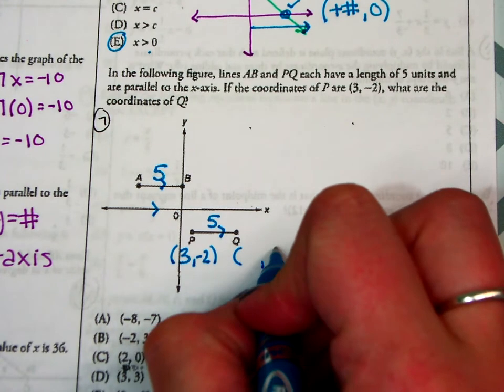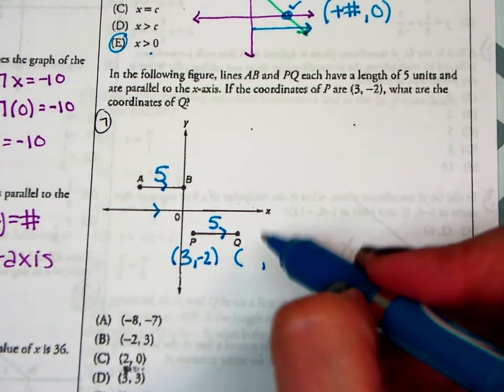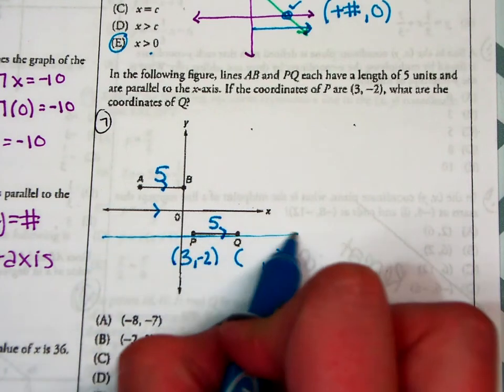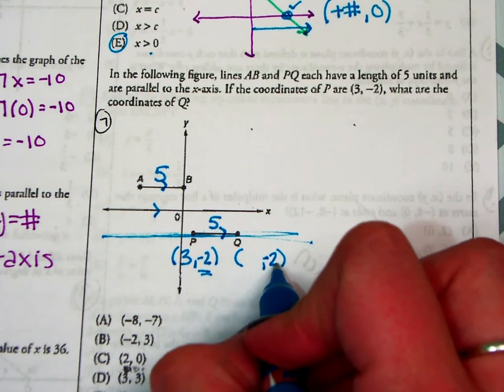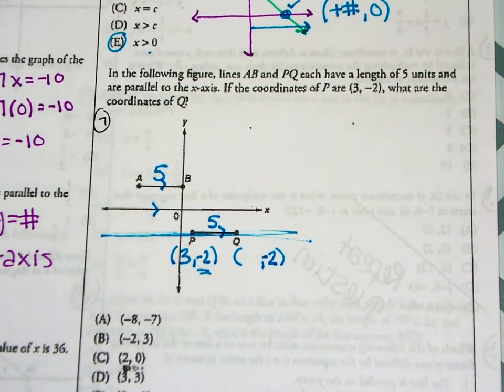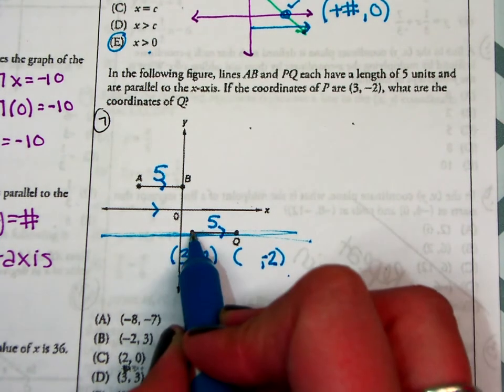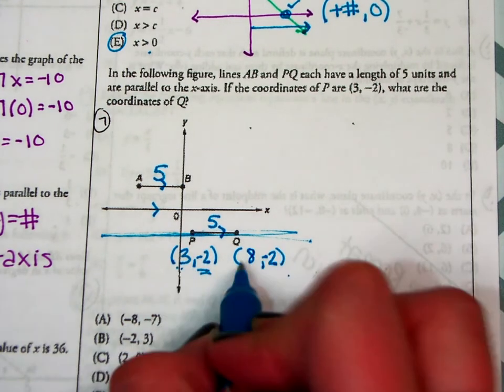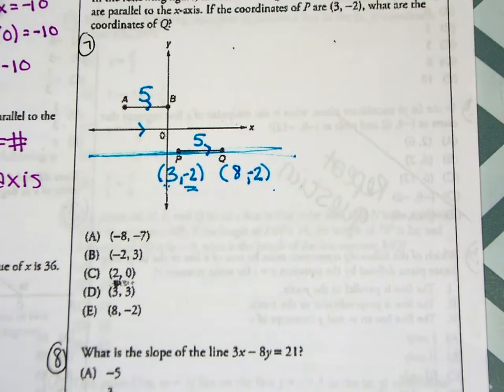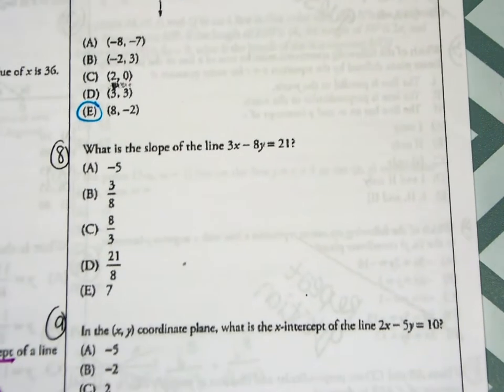This problem is not as hard as it seems. On this problem, the y-coordinate is staying constant. It is not changing. So the y-coordinate is -2, which means it has to stay -2 because the line doesn't go up or down. It's horizontal. Now, if it's 5 units here and this is already 3, I would just do 3 plus 5, which is 8. The difference between 8 and 3 is 5. So 8, -2, which is option E. No distance formula necessary.